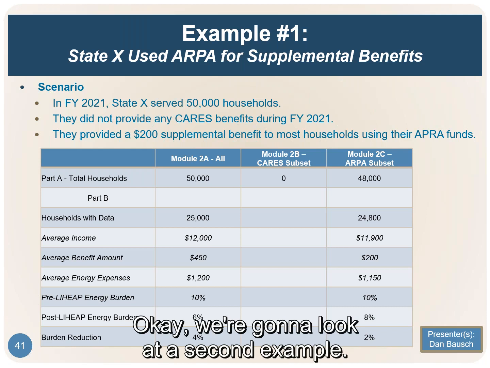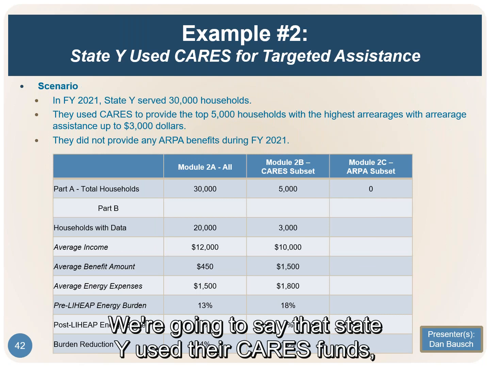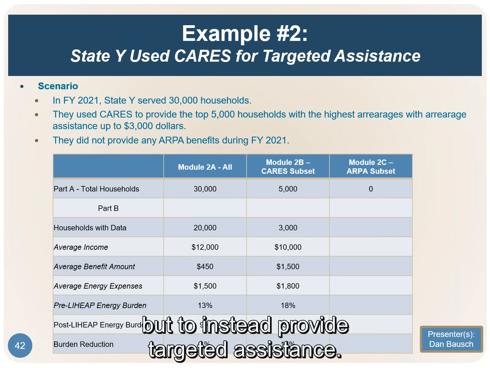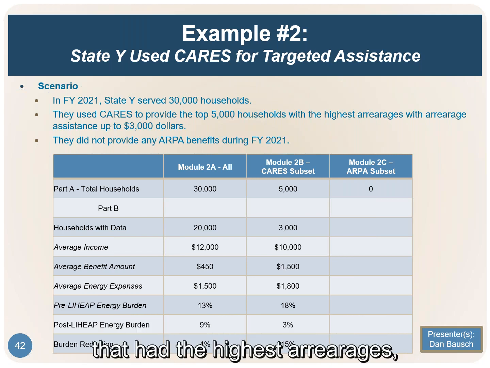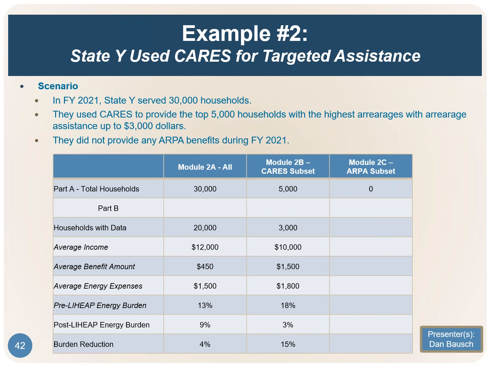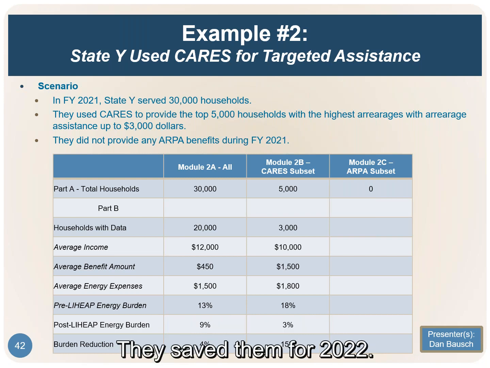Okay, we're going to look at a second example. This is State Y. We're going to say that State Y used their CARES funds not to issue a supplemental benefit, but to instead provide targeted assistance. In this case, they used CARES to provide 5,000 households that had the highest arrearages with arrearage assistance up to $3,000. They didn't use their ARPA funds during FY 2021, they saved them for 2022.